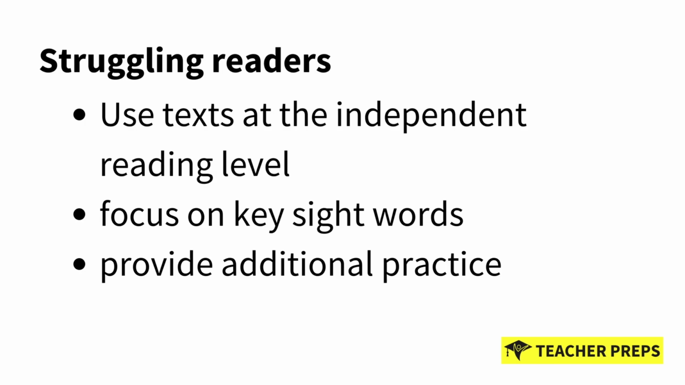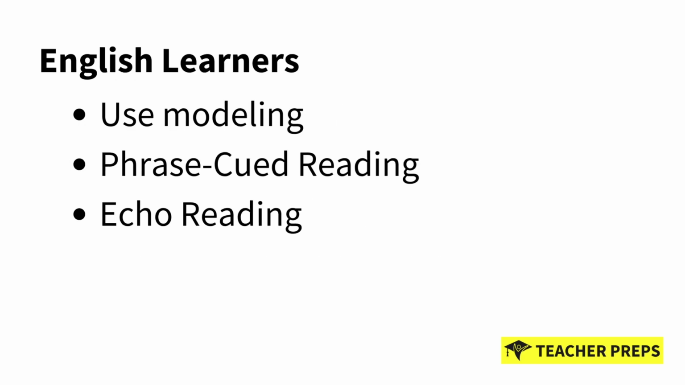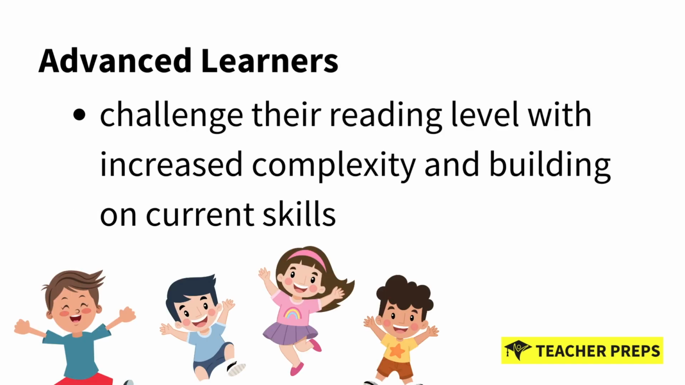For our struggling readers, make sure to use texts at the independent reading level, focus on sight words, and also provide additional practice. For our English learners, use modeling, phrase cued reading, and echo reading, which is when the teacher reads a word, a phrase, a sentence, or a page, and then the student rereads that same thing. This helps teach tonal patterns and correct pronunciation. Then for our advanced learners, challenge their reading level with increased complexity and building on to current skills.